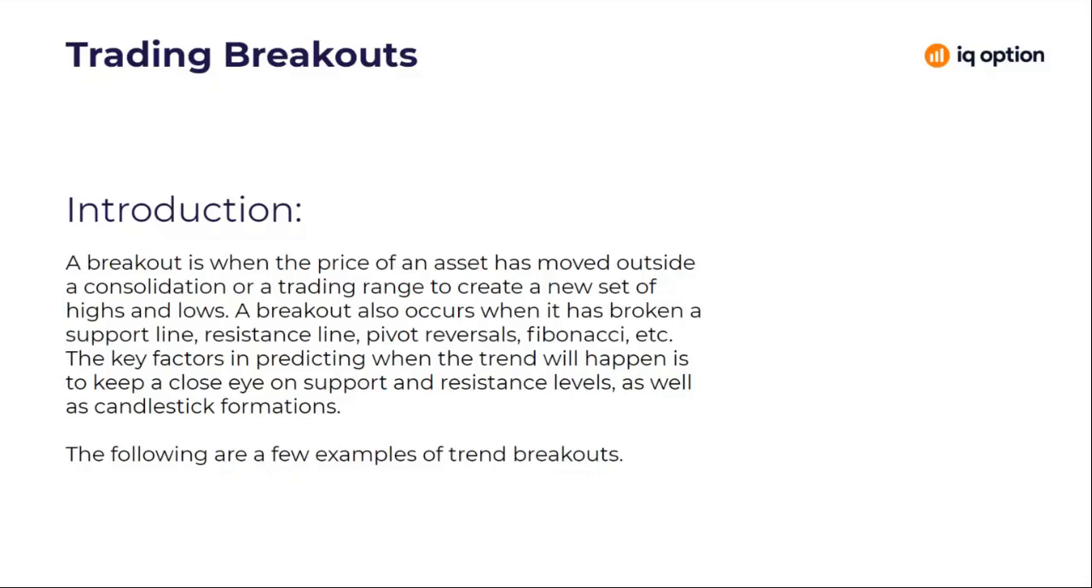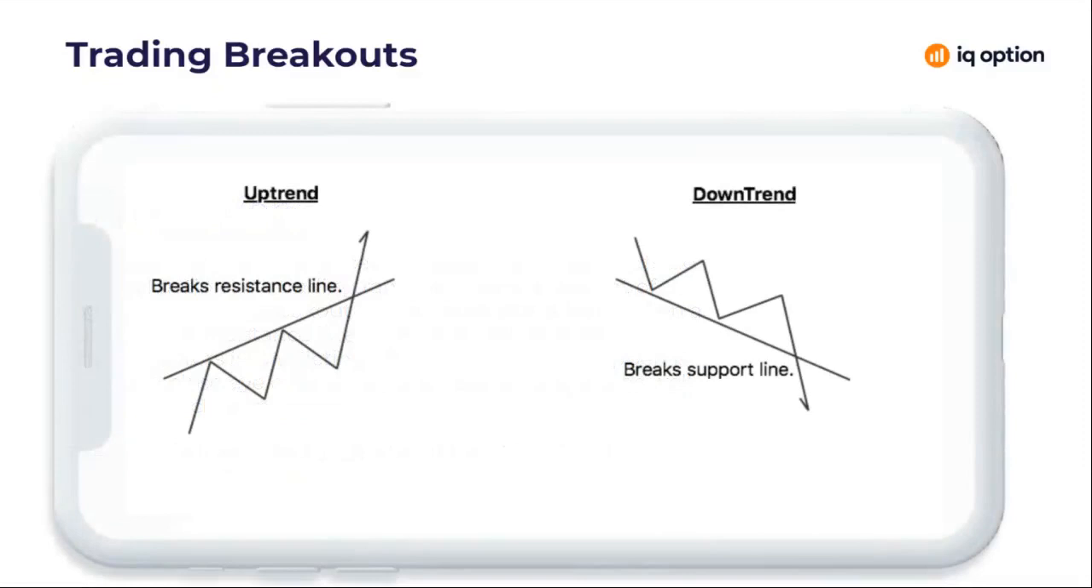I'll give you a few examples. We're going to get back to the examples now. I believe it's the best way to learn. I can sit here and talk hours and hours about trading breakouts, but if we don't actually see an example, there's nothing we can compare it to. So let's break it down to the fundamental principle of an uptrend and a downtrend in regards to breakouts. As you can see, an uptrend breaks its resistance line. A downtrend breaks its support line.